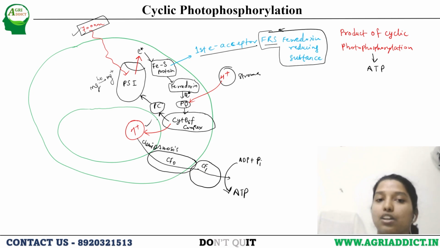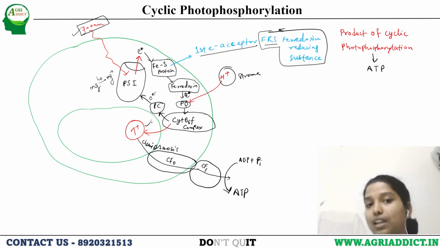Then it is getting transferred to plastocyanin. This plastocyanin will transfer the electron back to PS1. That's why we are calling it cyclic photophosphorylation, because here the electron which is released from this PS1 is getting back to this PS1. That's why here no H2O splitting is there, because no electron source is there. So that's why this electron has to come back to PS1. So that's why we are telling it that it is cyclic photophosphorylation.